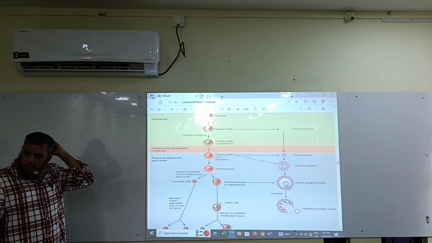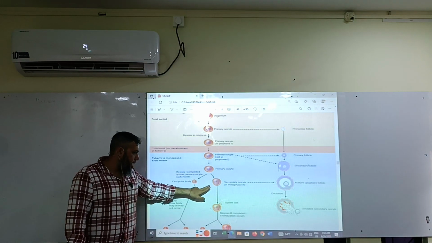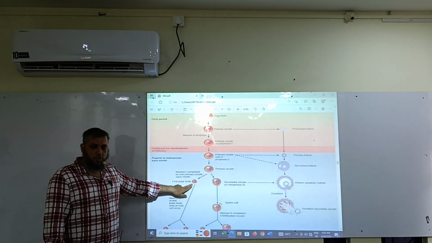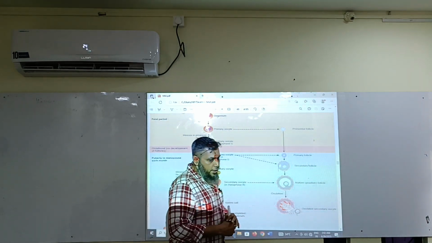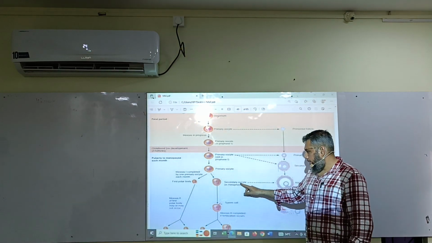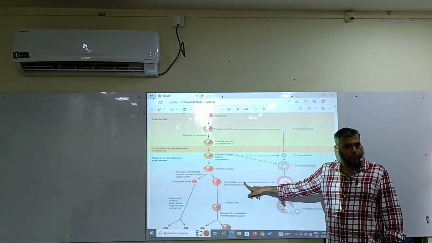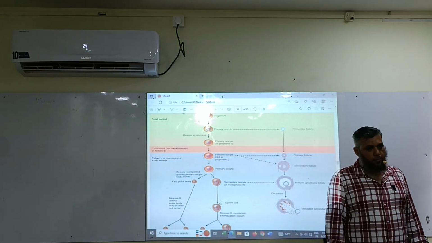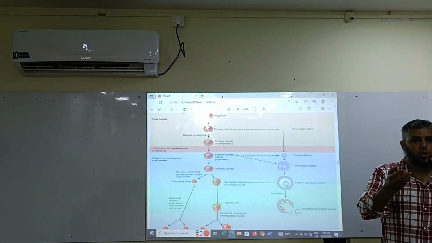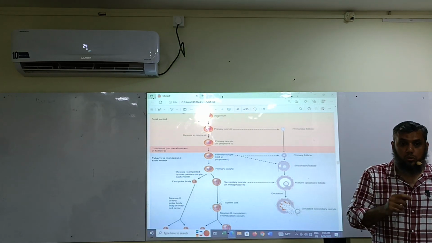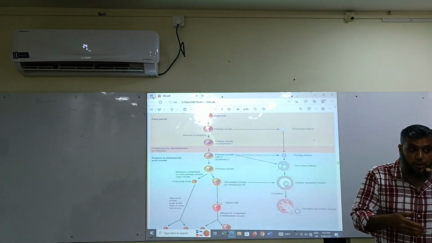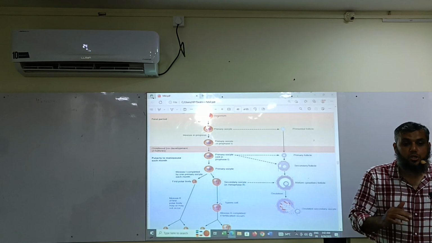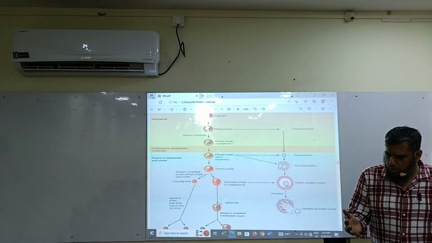One cell is called the secondary oocyte and the other is called the first polar body. Now this secondary oocyte and the first polar body are products of meiosis 1 or meiosis 2? So what is the natural thing that is going to occur? They should undergo meiosis 2.